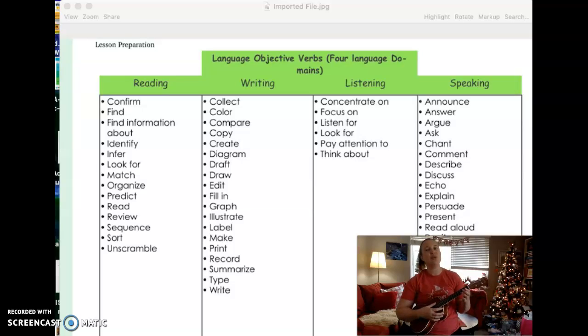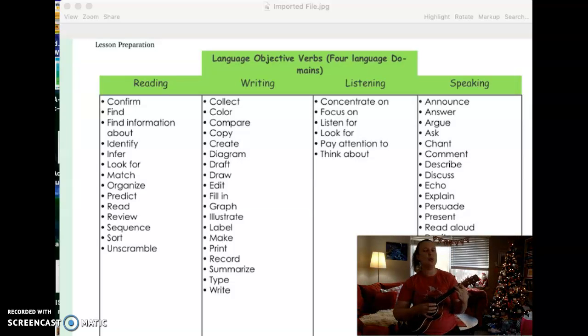Zoom School is so cool now. Zoom School is so cool. Zoom School is so cool now. Zoom School is so cool. We'll be waiting for you.